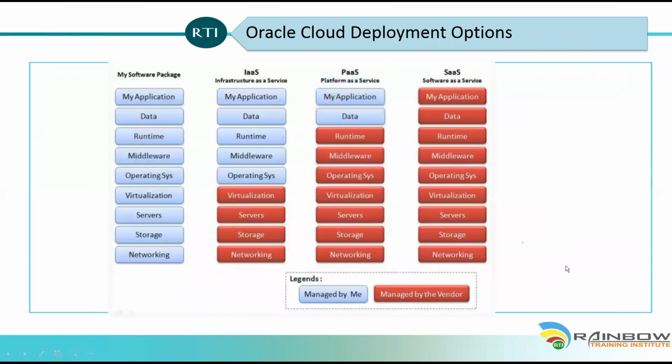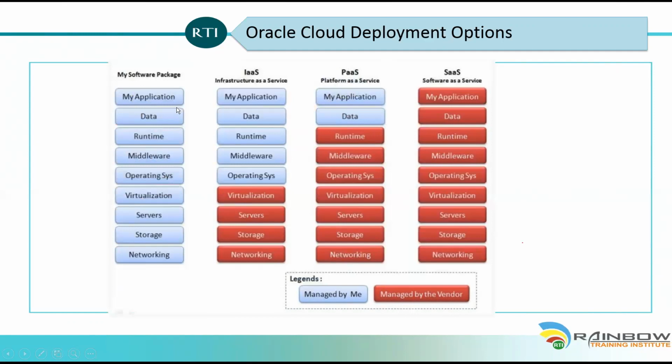Okay. To demonstrate it, let us say my software package is here. For example, it is my software package. We don't have IaaS, PaaS, SaaS. Now, let us assume we have only my software package. If it is my package, then I have full control over my application, my data, my runtime system, my middleware, my operating system, my virtual network, my servers, my storage, my networking. I have complete access to everything because it's my software package.